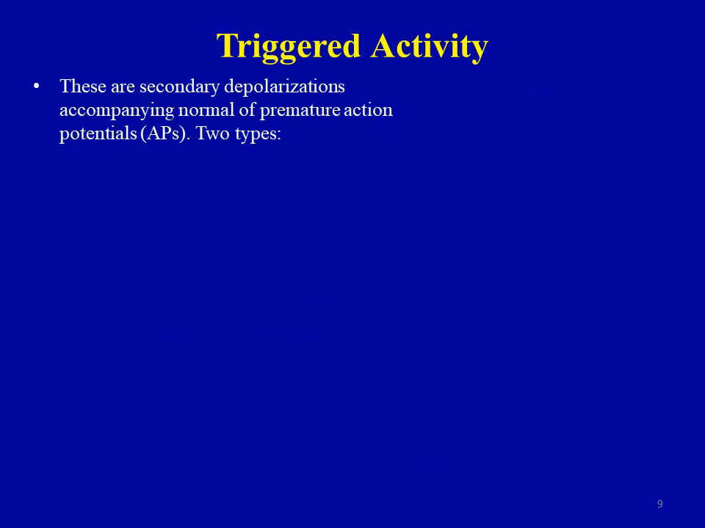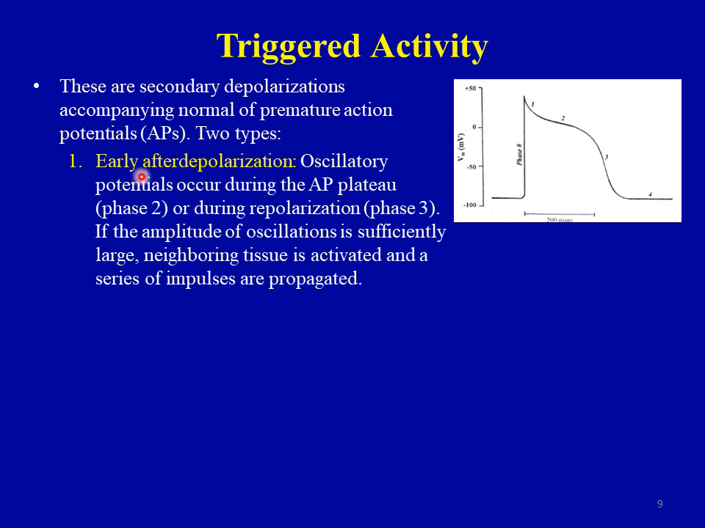Let's talk about triggered activities as a possible underlying cause of tachyarrhythmias or tachycardias that affect the heart. Triggered activities are secondary depolarizations that accompany normal or premature action potentials. And we have two types of triggered activity. We have the early after depolarization, and these are oscillatory potentials that occur during the action potential plateau.